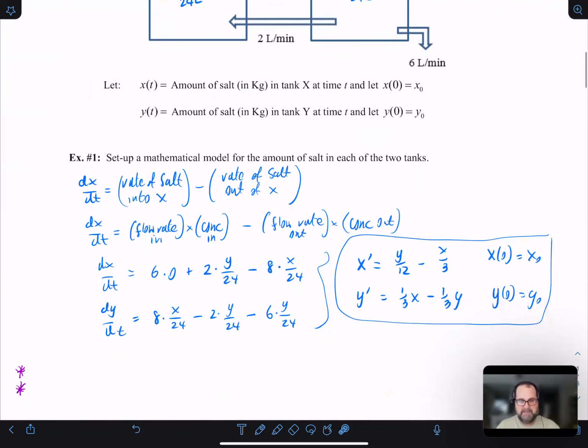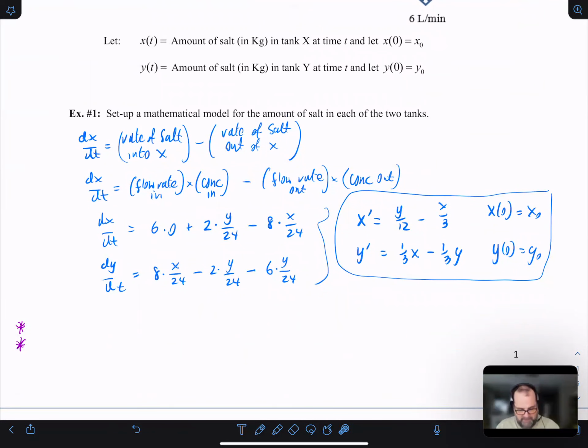So to set this up, we need to look at what the rate of change of salt in tank X is. The overall rate of change of salt in tank X is rate of salt into tank X minus rate of salt out of tank X. Again, as you remember from our single tank case from previously, section 1.11, rate of salt in is the flow rate of the fluid times the concentration. So flow rate times concentration gives us rate of salt in, and similarly, flow rate times concentration gives us rate of salt out.